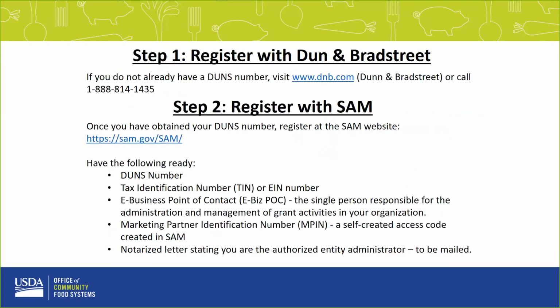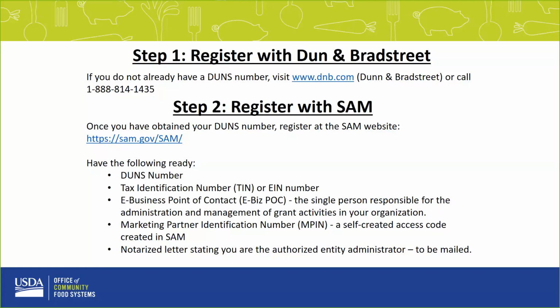The first step is to obtain a Dun Bradstreet number, or DUNS number. DUNS is a separate system from Grants.gov, and it's required by the government to better identify related organizations that are receiving federal funding and to provide consistent name and address data for electronic grant application systems.